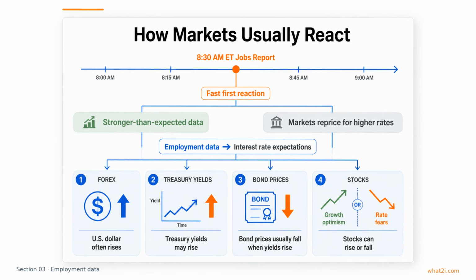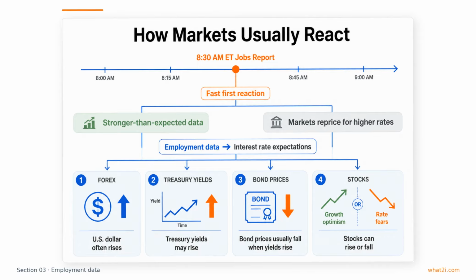Employment releases can move several markets at once, because they immediately affect interest rate expectations. If the data is stronger than expected, the US dollar often rises as traders price in a less dovish central bank path. Treasury yields may move higher for the same reason, and when yields rise, bond prices usually fall. Equities are more complicated because strong jobs data can be good for growth, but bad for valuations if it leads to higher rates. That is why stocks sometimes rise on a strong report and sometimes fall.